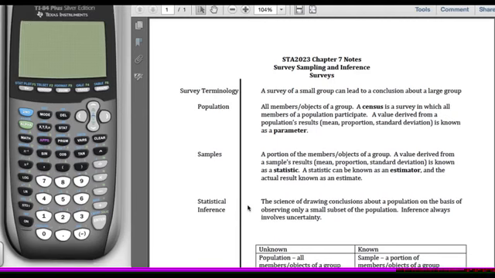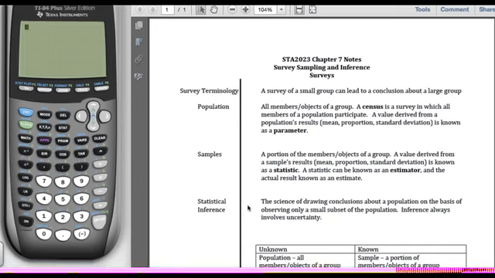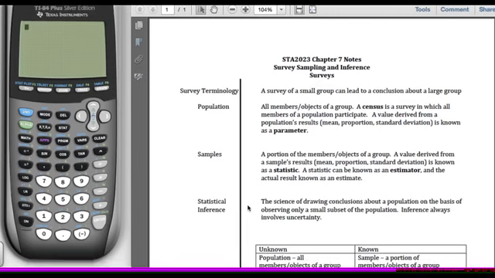Moving into Chapter 7, we're going to begin to meet what I think is one of the most important goals of statistics, and that is using information from a sample to make an assertion about a population. So in this video, we're just going to go through some terminology, and then we'll expand upon this terminology throughout the other Chapter 7 videos.